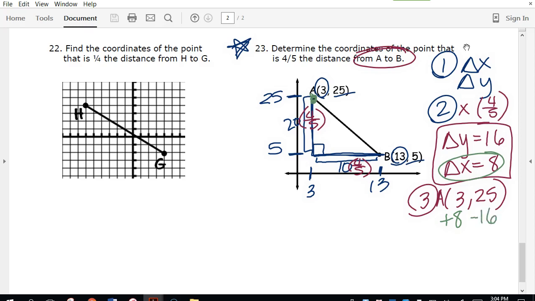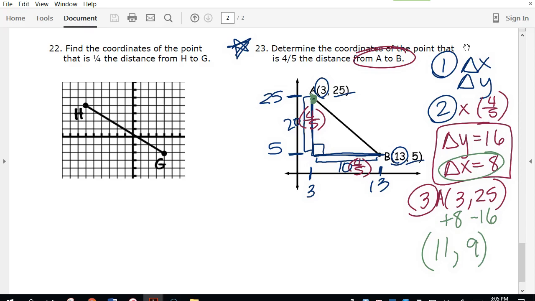Dude, I'm messing up. I know, it's a hard problem. But this problem will fall in the multiple choice section, not in the free response section, so that might help a little bit. 3 plus 8 is 11. 25 minus 16 is?